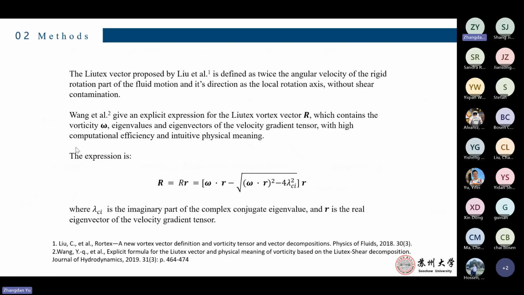With the high computational efficiency and the intuitive physical meaning, the expression is following, where lambda ci is the imaginary part of complex conjugate eigenvalue, and r is the real eigenvector of the velocity gradient tensor. Many experimental and numerical solutions have shown that Liutex can accurately and correctly capture both large and small vortices better than existing methods.